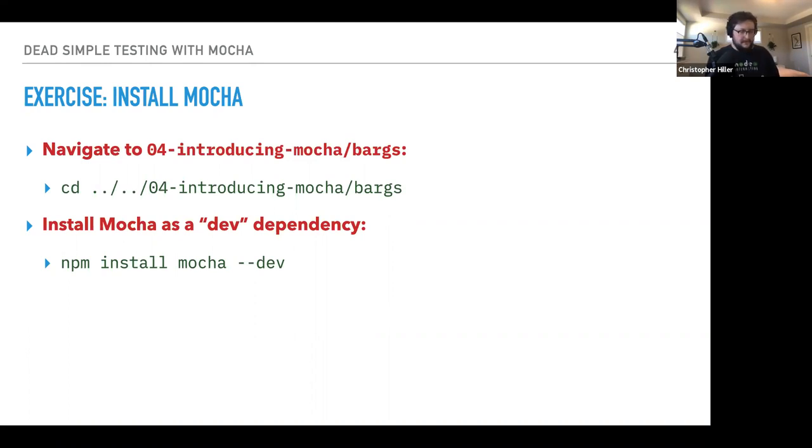Typically, if you're going to use Mocha on an actual project, you're going to want to install it as a dev dependency. The only time you would not want to do that is generally if you're trying to build a plugin or something. And even then, if you're trying to build on top of Mocha, you might not want to use a dev dependency, but generally just do that. So I'll wait a sec while you go into 04 introducing Mocha and install Mocha with npm install. And again, there should be a package.json in there and it should update your package.json when you do that. It might even make a lock file, I don't know. But yeah, please install Mocha and I'll give this a minute.